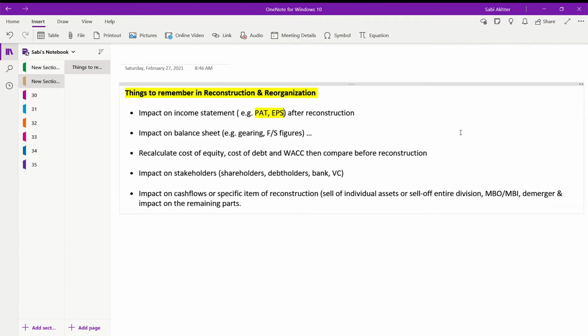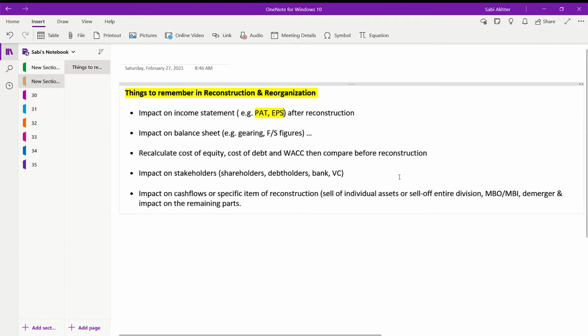Coming to the second point. Second is impact on balance sheet, or in other words, financial position. They will give a balance sheet. You just have to show the impact, change the figures, like the income statement. And mind you, your income statement and balance sheet are linked. For example, your profit after tax, the retained earnings, will be carried forward in your balance sheet, right? So they both are linked. So it is the same as the income statement; you have to show the impact on the balance sheet.